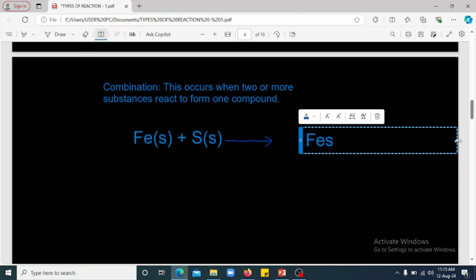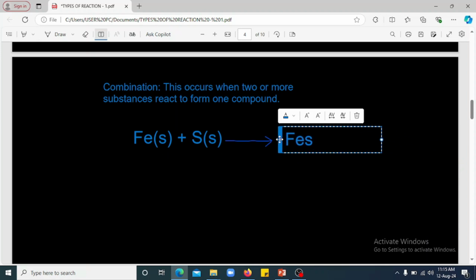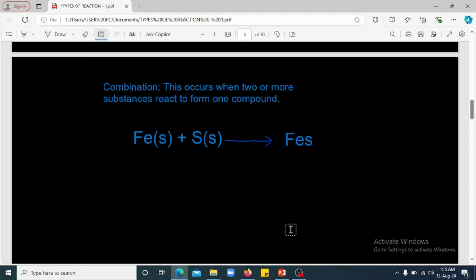Can I ask you to type what FES stands for in the comments section? I'll give you 5 seconds. 1, 2, 3, 4, 5.